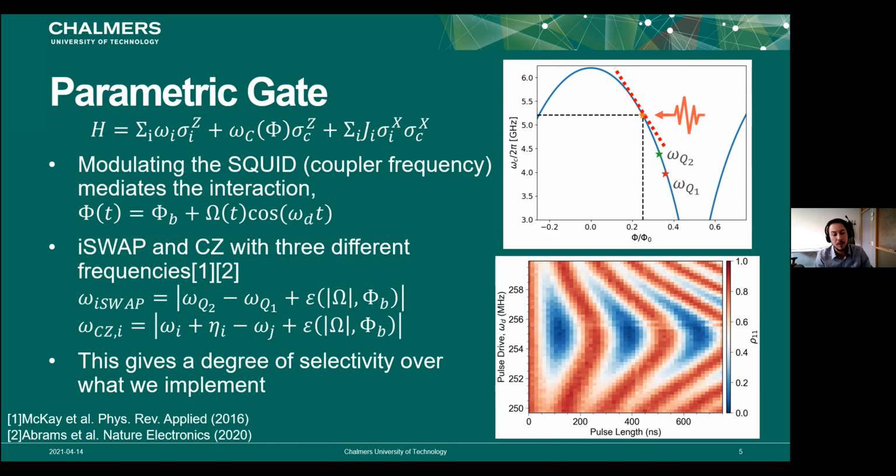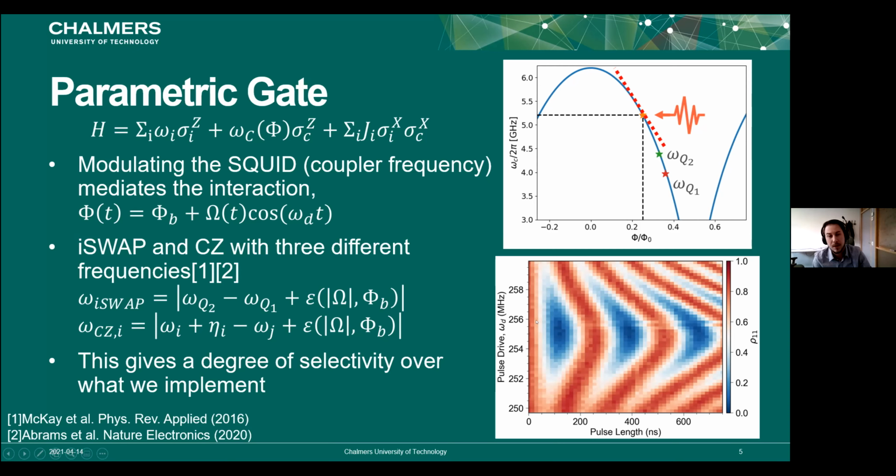So when we're thinking about operating the control Z operation, which we've primarily focused on, what we're actually driving is from the 1-1 state to the 0-2 state, and over a round trip of that oscillation, we acquire a pi phase shift on the 1-1 qubit. Now, this gives us a degree of selectivity over what we implement. And essentially the strength of this pulse is given by the derivative of the coupler's frequency, or at least what bias point that we're operating at, as well as some other terms that correspond to the amplitude of that drive.